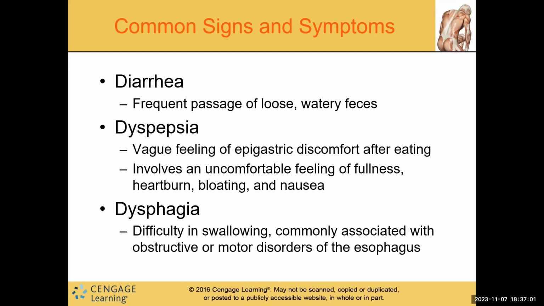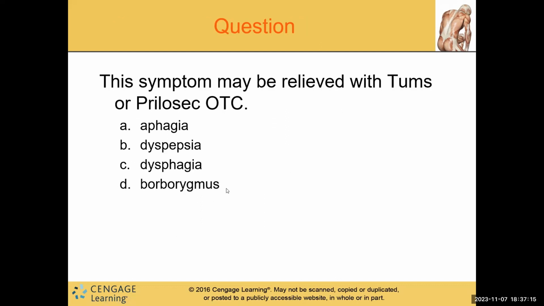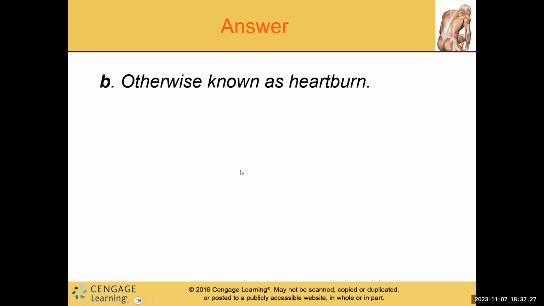Dysphagia: phagia means swallowing, dys means unable to, so it's difficulty in swallowing. It could be an obstruction in the esophagus or a motor disorder of the esophagus. Question: the symptom may be relieved with Tums or Prilosec OTC. Is it aphagia, dyspepsia, dysphagia, or borborygmus? It's actually dyspepsia, heartburn.